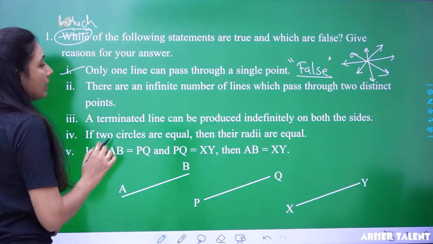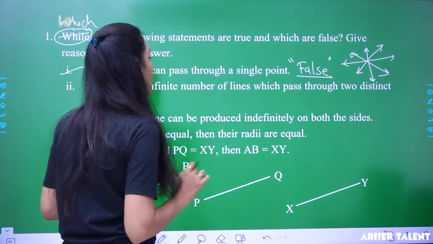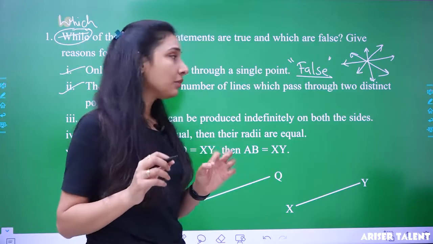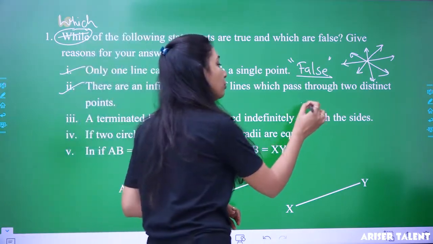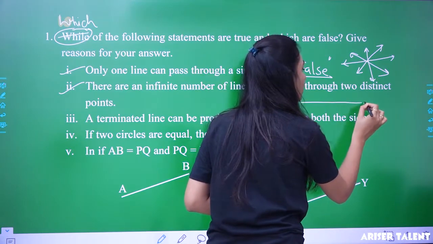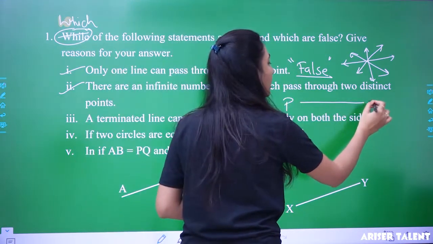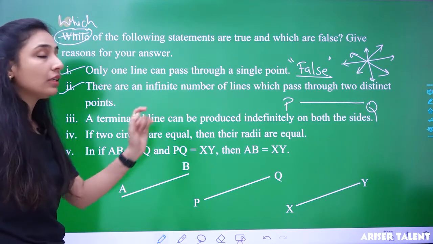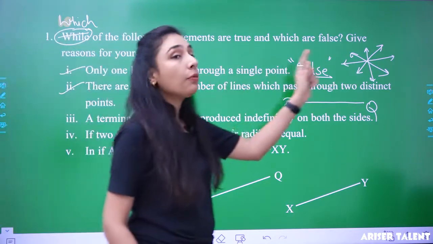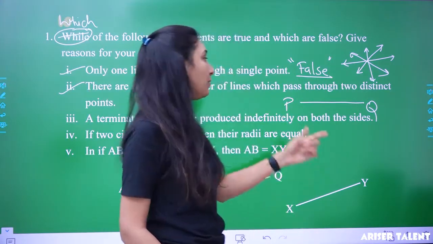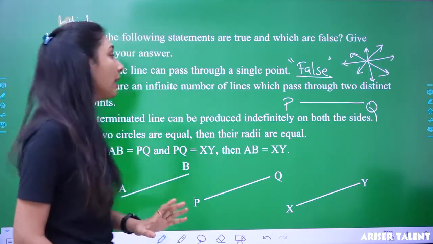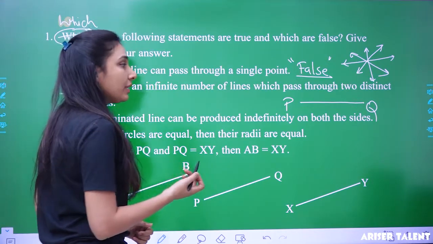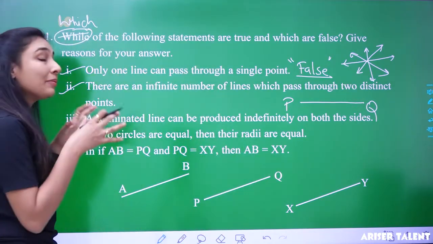Then the second one: there are an infinite number of lines which pass through two distinct points. Now let us assume Euclid's axiom, where he clearly stated that two points will have only one distinct line. If we have two points P and Q, you will have only one line passing through these two points. From one point we can draw infinitely many lines, but from two points we can draw only one line. Now the third one: a terminated line can be produced indefinitely on both sides. A terminated line.